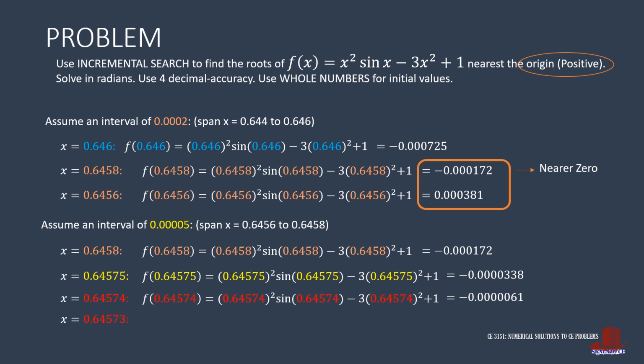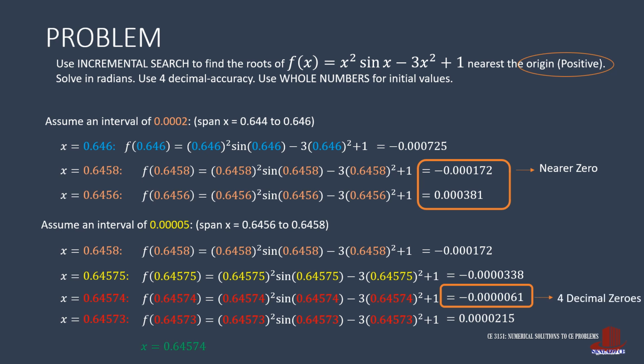Plug in 0.64573 into the function, making it 0.64573 squared with sine of 0.64573 minus 3 times of 0.64573 squared plus 1, giving 0.00000215. Although this last value also has 4 decimals accuracy, the previous value is still nearer 0, so we take the root as 0.64574.